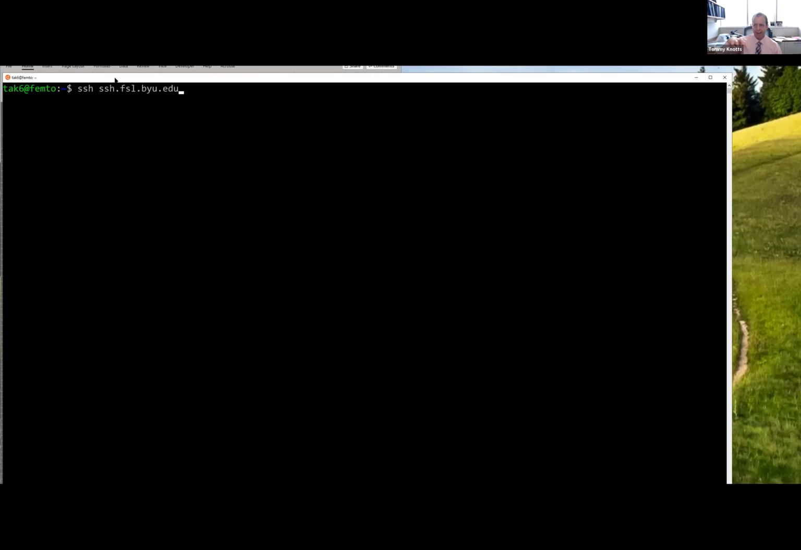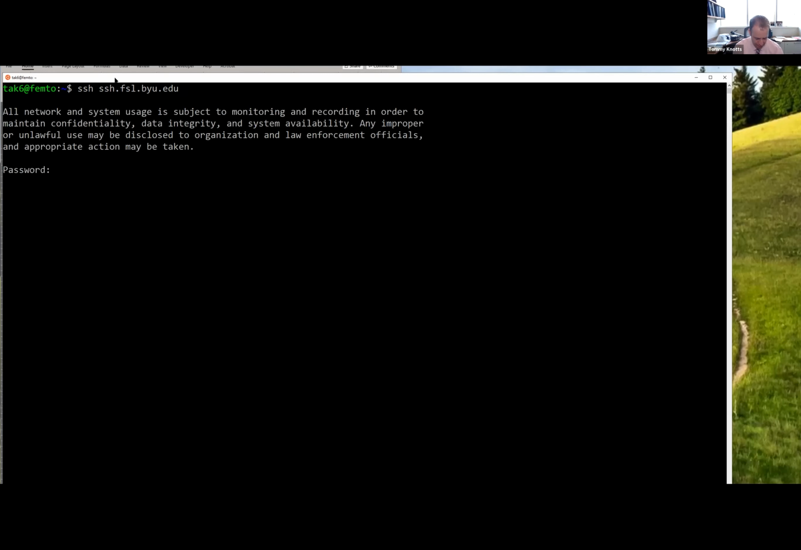And when you log in, you're actually logging into one of several head nodes. Mine might be different than yours because they want to make sure they have enough bandwidth and everything. But they just made this go to the one supercomputer. When I hit enter, it's going to ask me for my password.